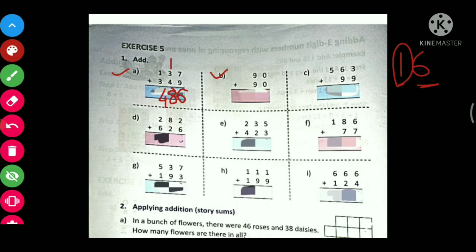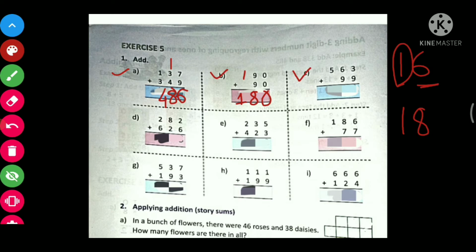Now see B part. So see, the ones place 0 and 0 is there. So 0 plus 0, it will be 0. Now see, in tens place 9 and 9 is there. So 9 plus 9, it will be how much? 18, right? So we'll write 8 here and we'll give 1 to the 100 place. Now see, in the 100 place only 1 is there. So we can write this 1 here. Okay, so our answer is what? 180.